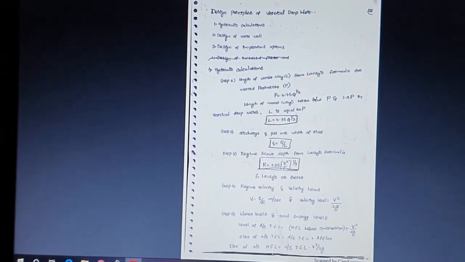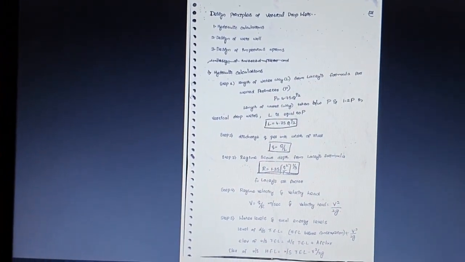Then the third step is based on the regime's scour depth, in which we are going to identify the silt factor present in it. So R is equal to 1.35 into (q square by f) whole to the power of 1 by 3. And the fourth step is about the regime velocity, which is V is equal to Q by R. Velocity units are meter per second, and velocity head, which is V square by 2g.